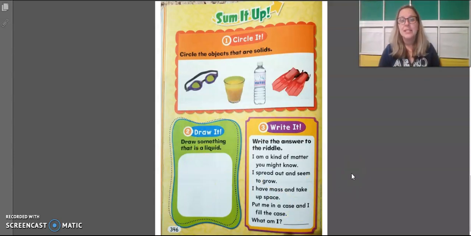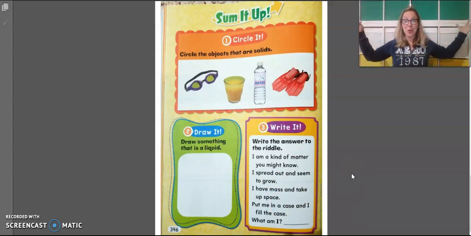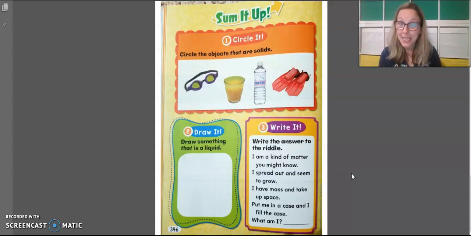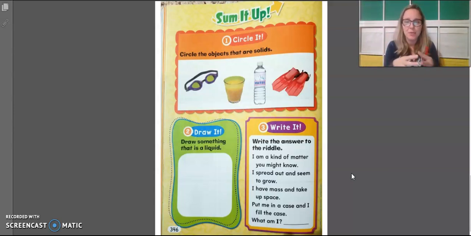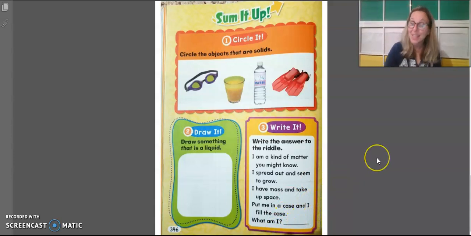We have a riddle. It says write the answer to the riddle. I am a kind of matter you might know. I spread out and seem to grow. I have mass and take up space. Put me in a case and I fill the case. What form of matter did we learn about that will fill whatever container it's in? If you said gas, you are correct. So on that line, you should write G-A-S, gas.